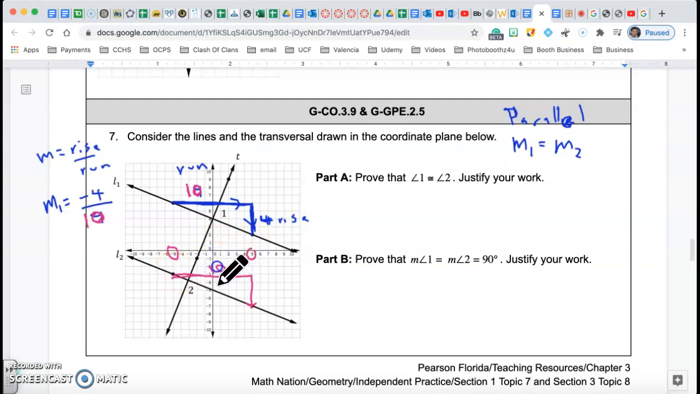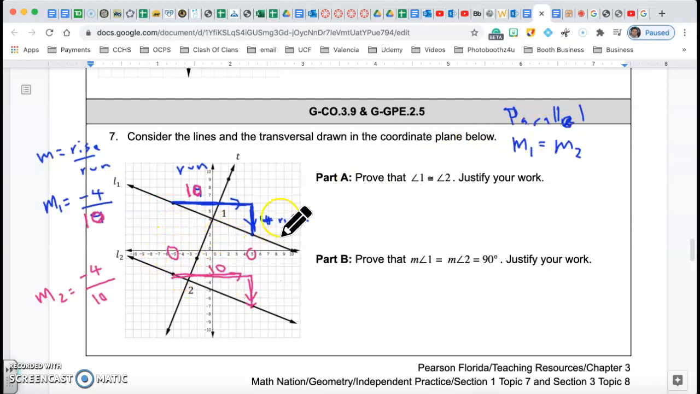So I'm going to the right 10, slope 2, rise over run. My run is on the bottom, which is the 10. It's positive because I'm going to the right. And then I go down. How many steps? 1, 2, 3, 4 steps. I go down 4 steps. Do they have the same slope? Yes. Therefore, those two lines are parallel lines.